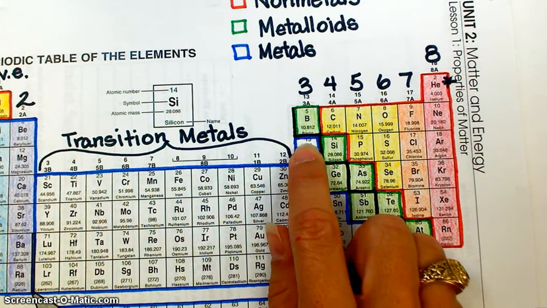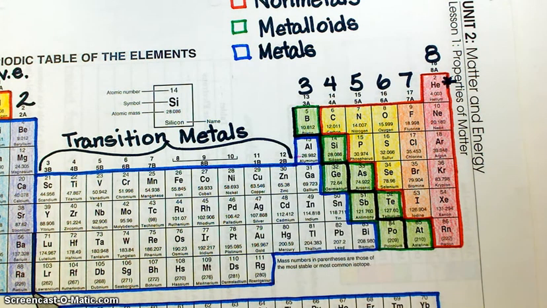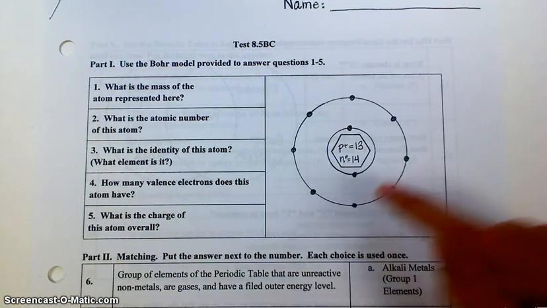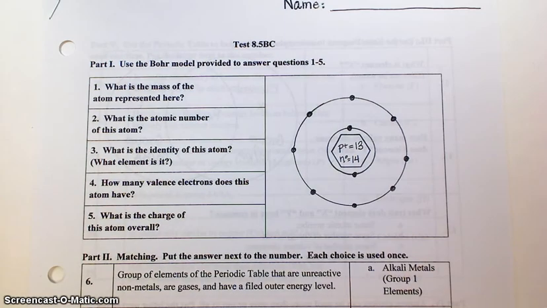And it's kind of hard to see because my marker's in the way, but this says 13, and that means that there are 13 protons, and this is an atom of aluminum.